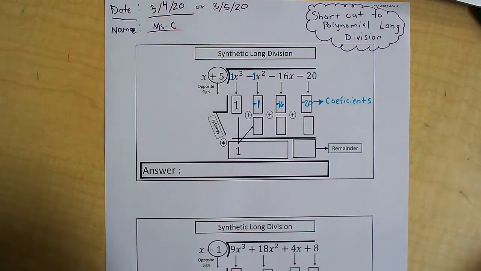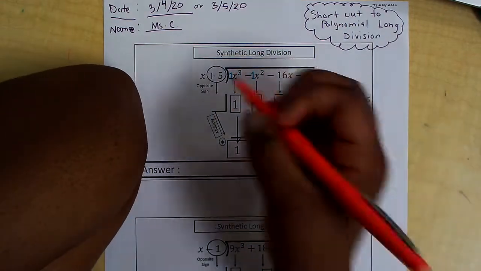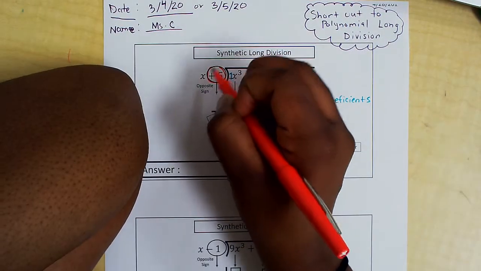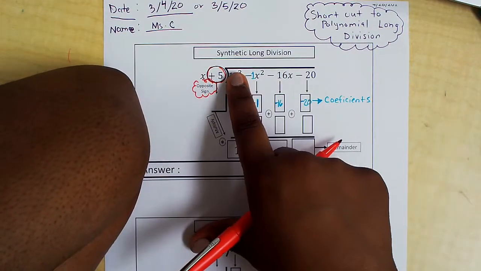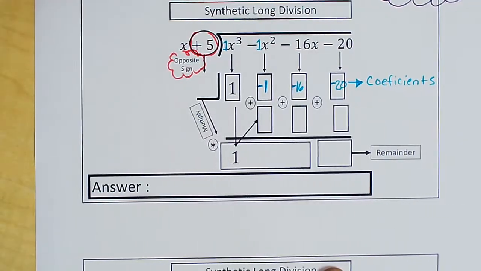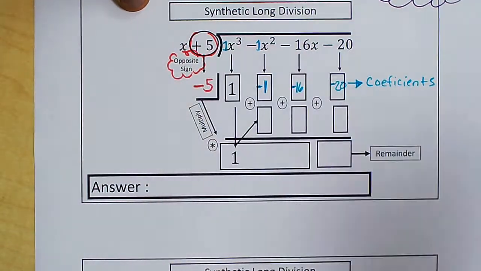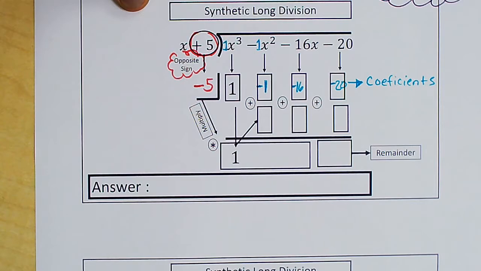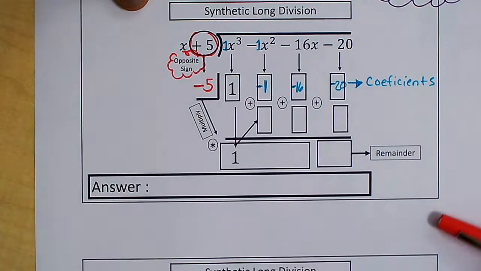The next thing we're going to do is drop this number. When we drop it, we have to make it the opposite sign. So if we see +5, we got to make it -5. So far, hopefully no one has gotten lost. We dropped our coefficients, we changed our sign.